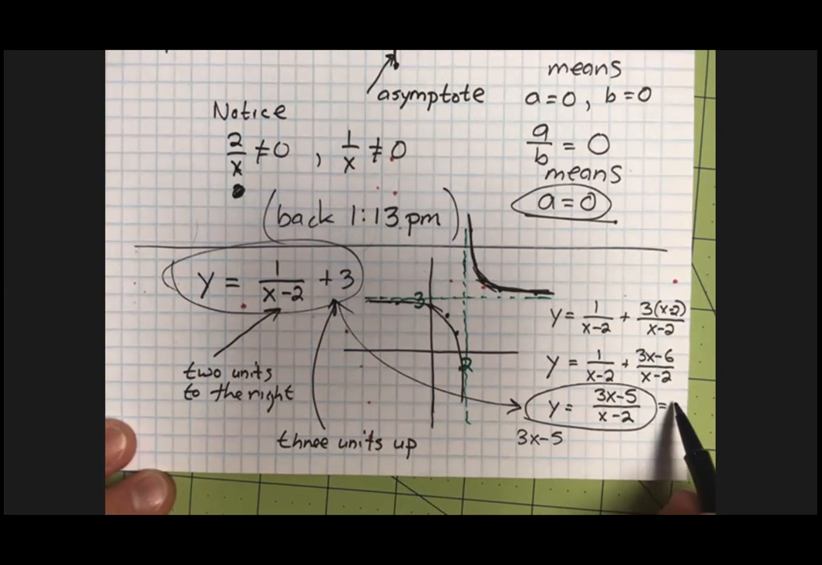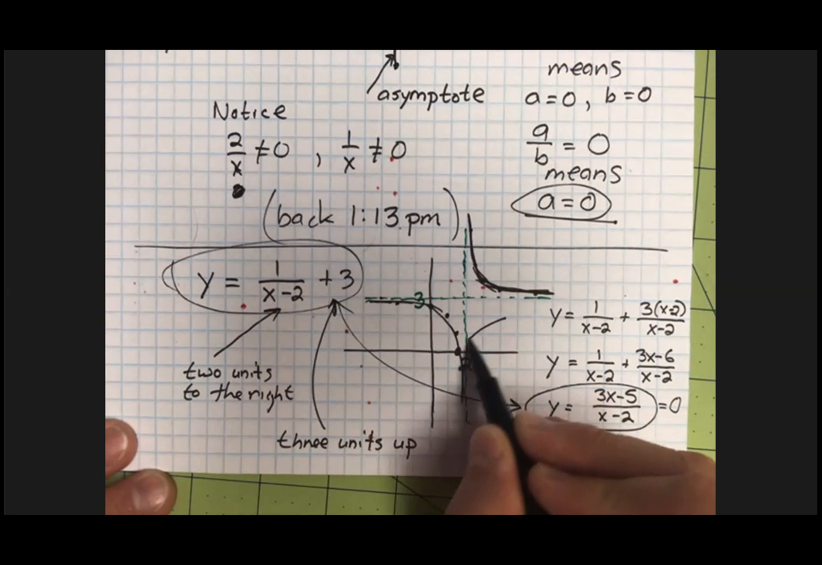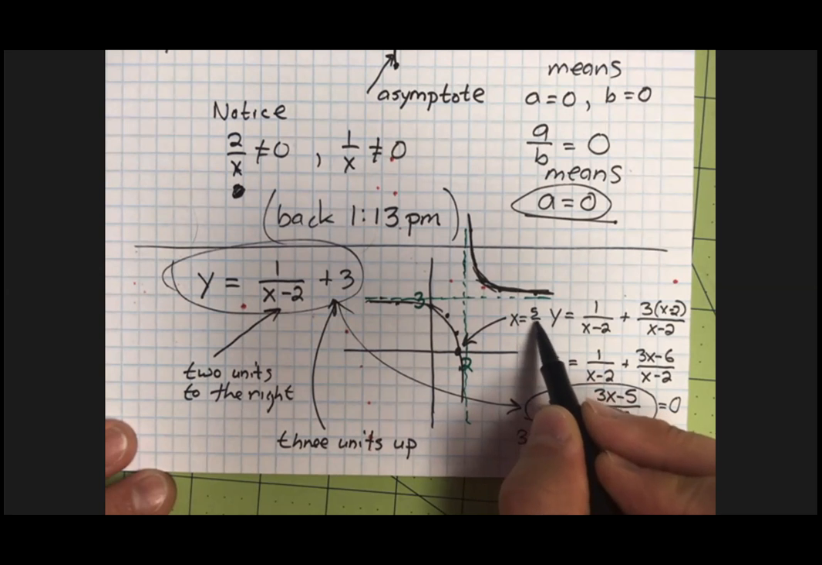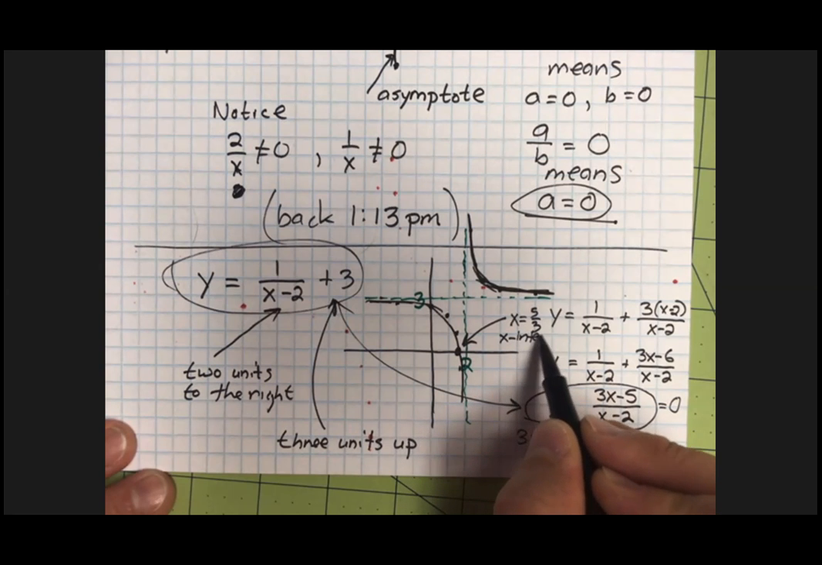Remember a second ago, I said to you, a fraction is 0 only if the numerator is 0. So when is 3x minus 5 equal to 0? Well, that happens. Add 5, divide by 3, at x equals 5/3. Where is 5/3? It's right there. 5/3 is what we call the x-intercept.